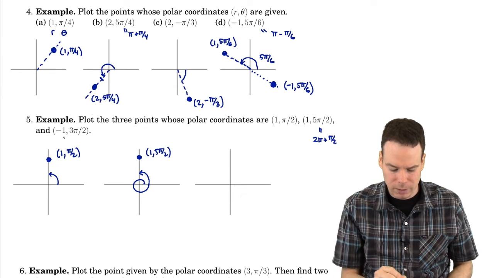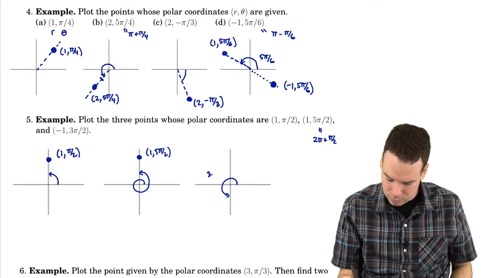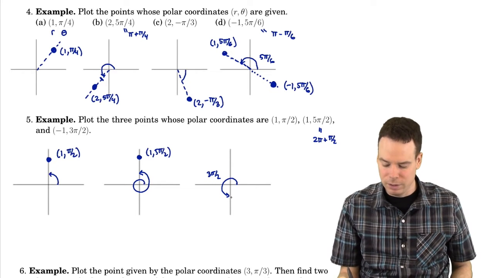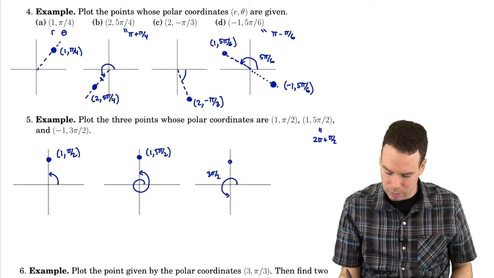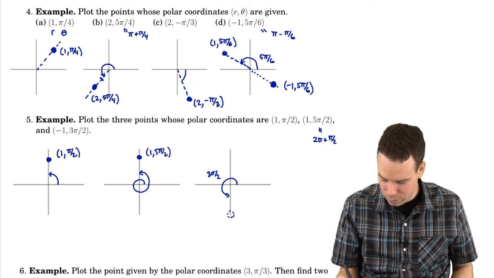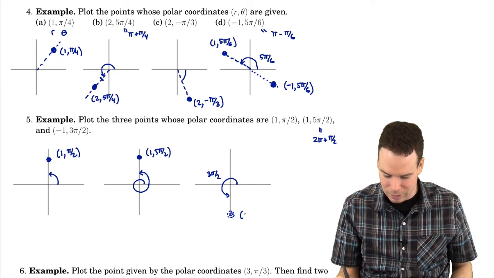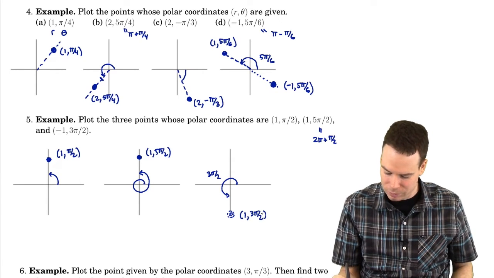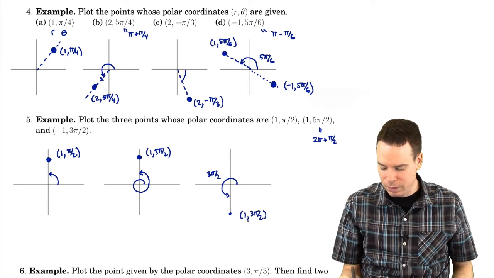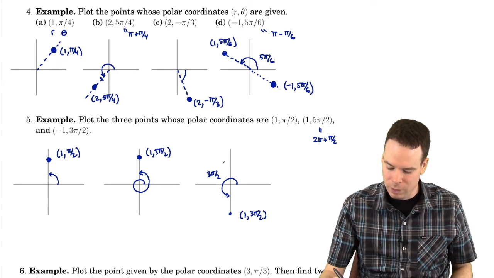What about the next one? (-1, 3π/2). So 3π/2 is down here. And our r value is -1. So that's telling us to slingshot to the other side of the pole, 1 unit. Maybe I'll shade in what would be the value if the r value is positive. It's not really there, but this would be (1, 3π/2). That's a little small dot. But we don't want that. We want (-1, 3π/2). So that means we want to be on the opposite side of the pole.